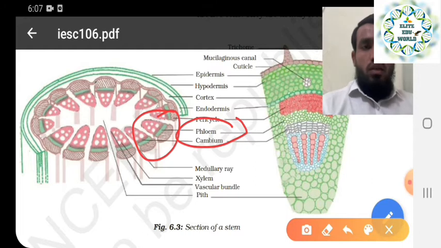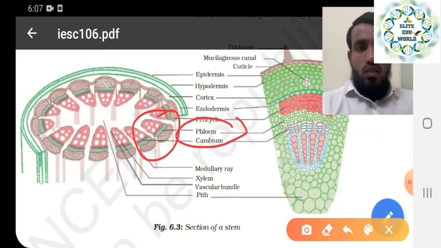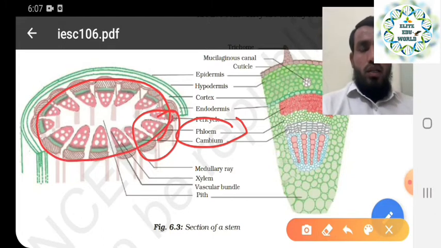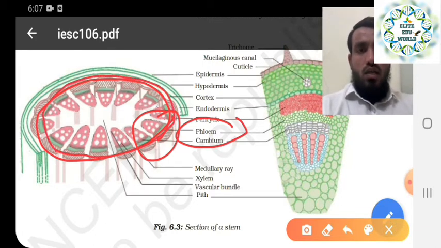So what is the function of phloem? It is responsible for transporting the food material. As you can see, this phloem is present in the outer areas, like the bark of the tree. This is actually a section of a stem. So in the stem, the outside layer of cells after the epidermis comes under the phloem, and phloem is responsible for the movement of food.